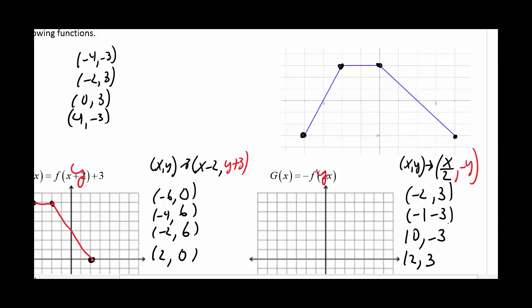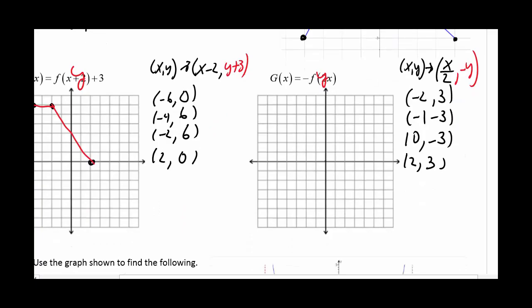All right, then I'll go plot my points. So -2, -3 right there. -1, -3. 1, 2, 3 right there. 0, -3. And 2, 3. Okay. And again, it looks scrunched in because that's actually one of our transformations, when the x values get shorter like that.